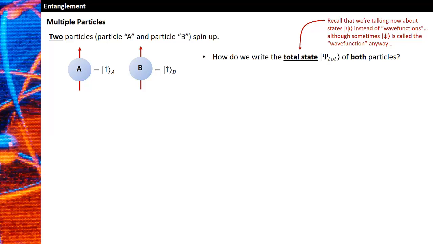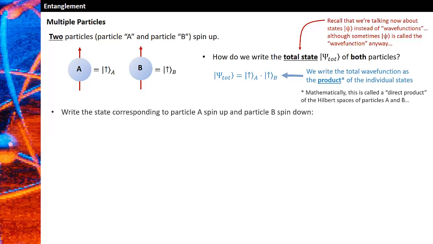Just to remind you, when we're talking about states here, we're talking about states, not wave functions. You will sometimes hear people talk about wave functions when they're really talking about a ket, and they really mean the same thing. They really mean a state. So how do we write this total state? Well, we just write the total state as the product of the individual states. Maybe that wasn't obvious. Maybe we could have written it as a sum, but it turns out we're going to write it as a product. Mathematically, this is a direct product of the Hilbert spaces of particles A and B, but we're not going to need too much about that just to get to the basic idea of entanglement here.